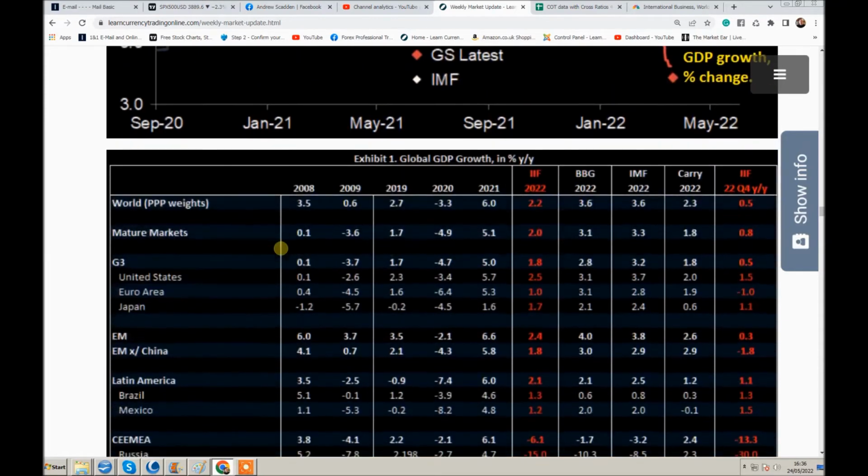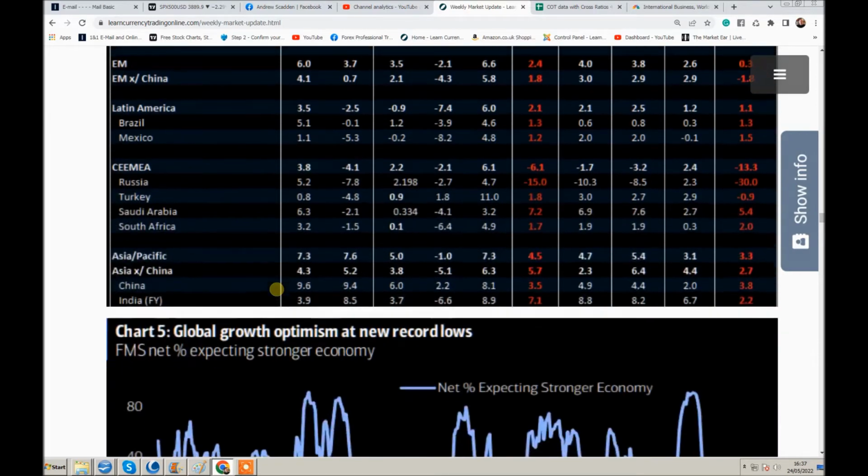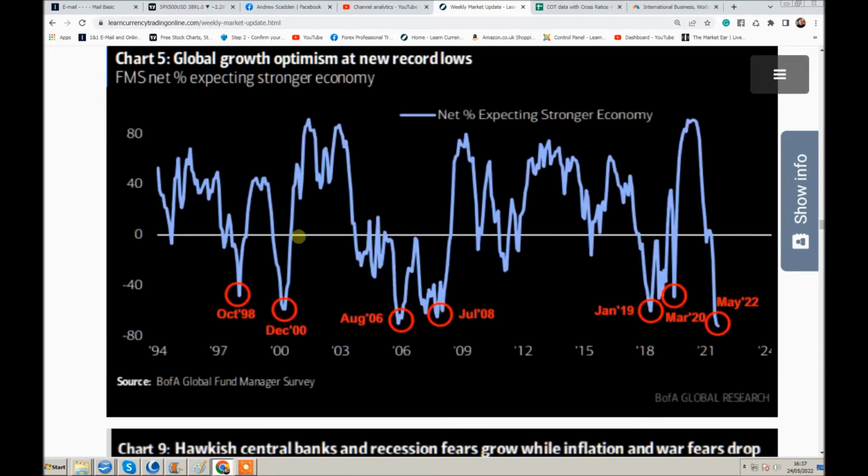Okay, and if you look at this chart here, it shows various economies around the world and how they're slowing up. Okay, now in terms of this chart here, it's a poll by the Bank of America global fund managers. How optimistic are they about global growth? Their optimism is at new record lows. Okay, it's really bad in the global economy, and we could have a global recession.